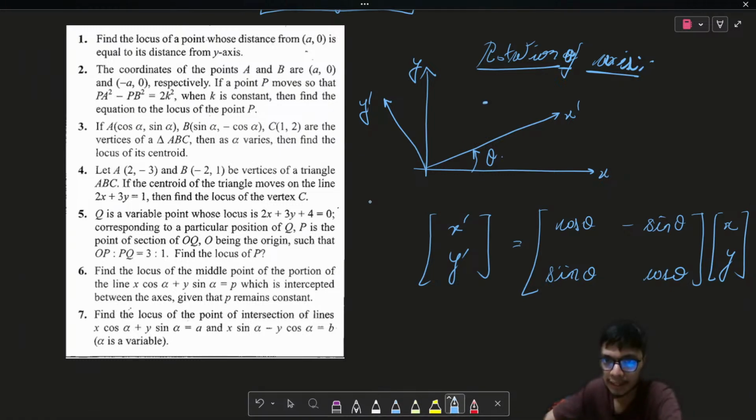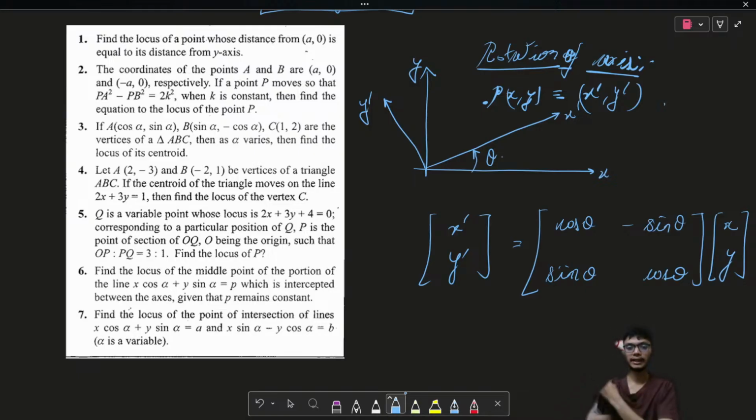So any point can be given as this x comma y, and that particular point can also be given as x dash, y dash, right? So that is the main fundamental concept. Okay. So that is how you can represent from x dash, y dash to x comma y, right? By using this particular equation. I hope this is clear to all of you.